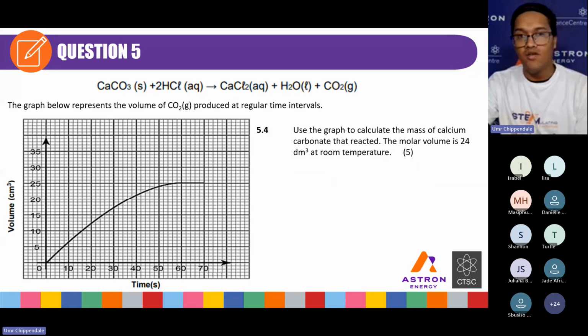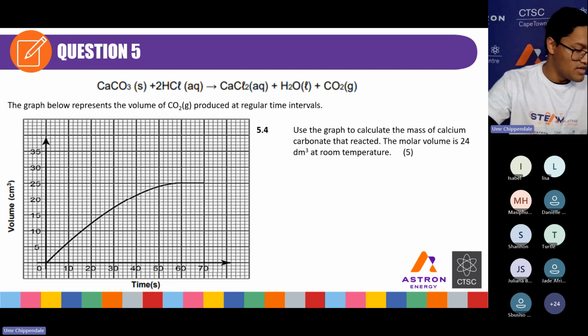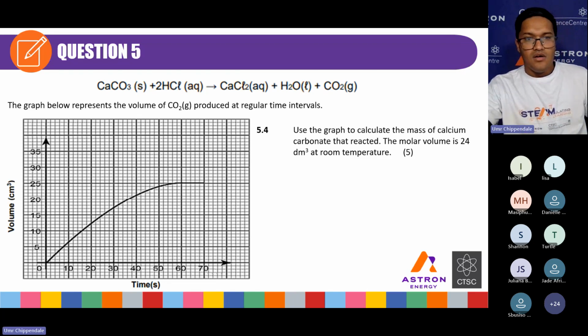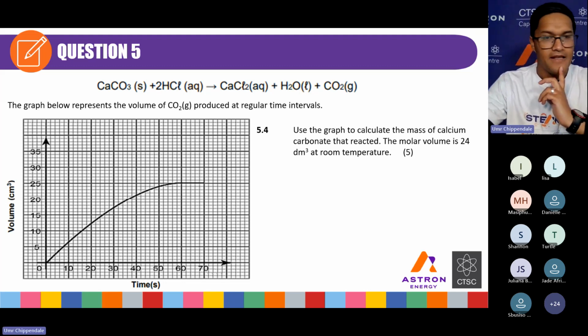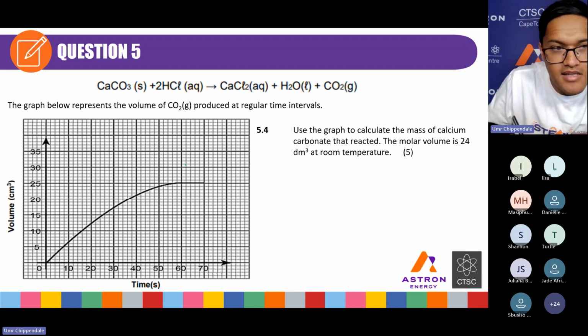5.4, use the graph to calculate the mass of calcium carbonate that reacted. The molar volume is 24 decimeter cubed at room temperature. And this is going to now be worth 5 marks. So we are going to now look at these different values. What we can decide now is at which volume did this calcium carbonate finish, basically? And it was here, right? Do we see that? It was at this.